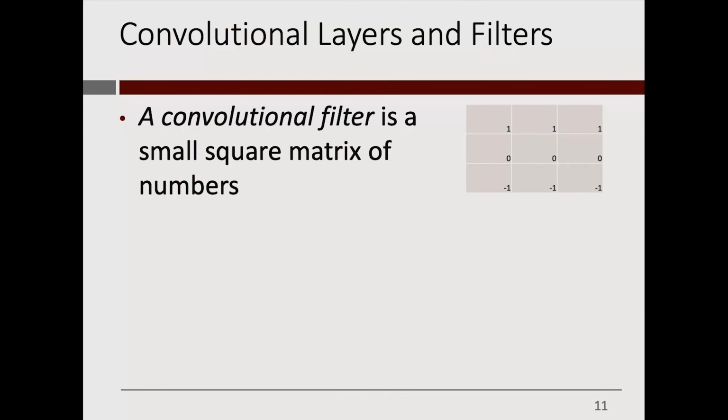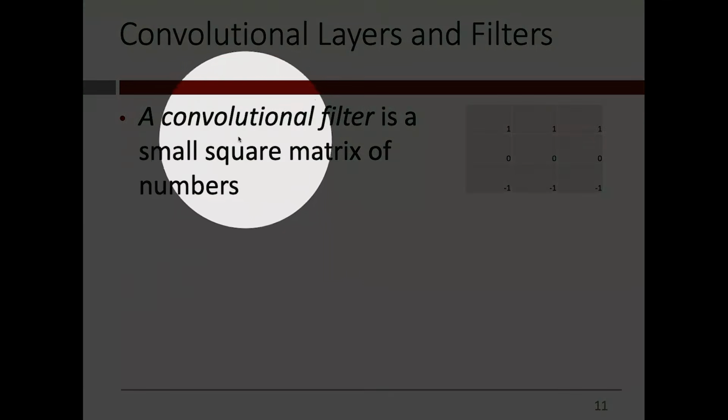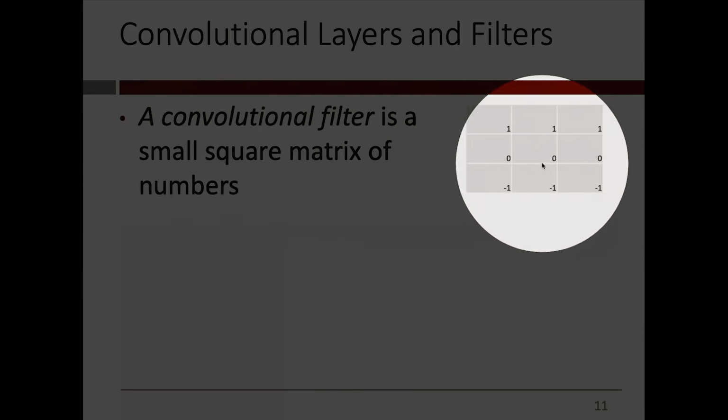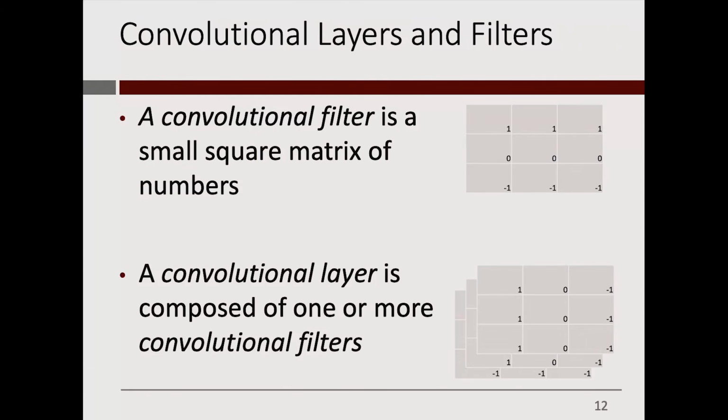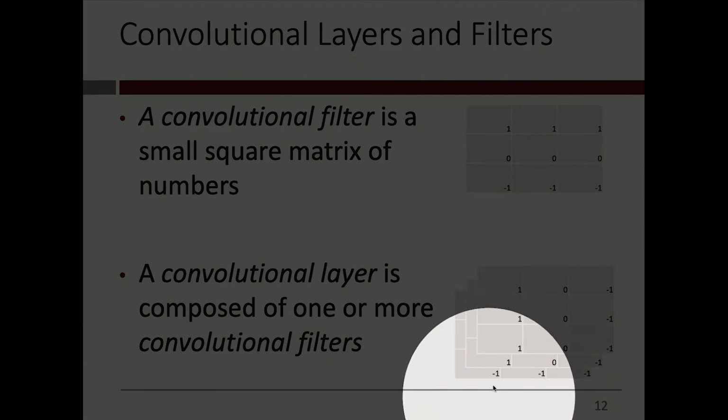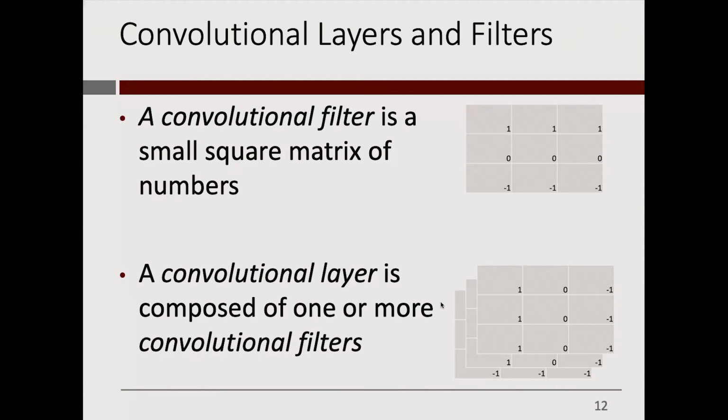All right, a convolutional layer is made up of something called a convolutional filter. Okay, that's the atomic building block. A convolutional filter is nothing but a small matrix of numbers, like this. It's just a small square matrix of numbers. That's a convolutional filter, okay? Now, a layer is just composed of one or more of these filters. All right? Filters and layers.